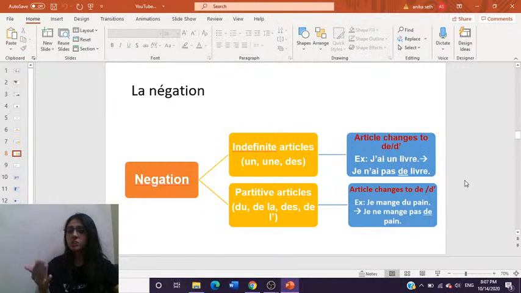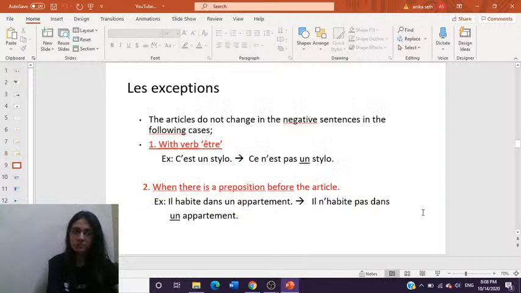So why are we changing? Because when I am saying I have a book, in the negative form I will say I don't have any book. So the quantity of the book is reduced to 0. Then in case of partitive articles, du, de la, de l', again the article changes. For example, I am saying "je mange du pain". In the negative form, I will say "je ne mange pas de pain". So over here, ne mange pas, ne is put before the verb, pas is put after the verb, and the article is changing because over here du is the partitive article and de will be in the negative form. So we are changing the quantity here to 0.